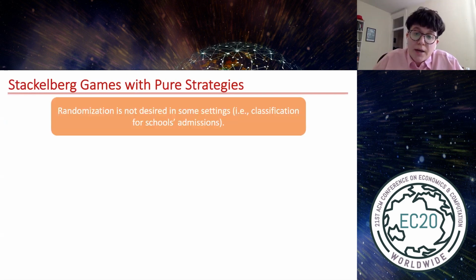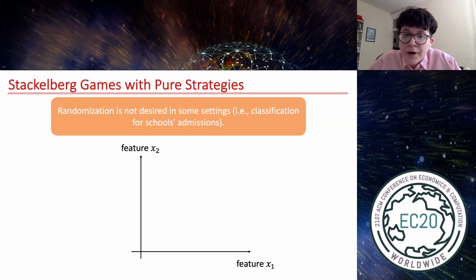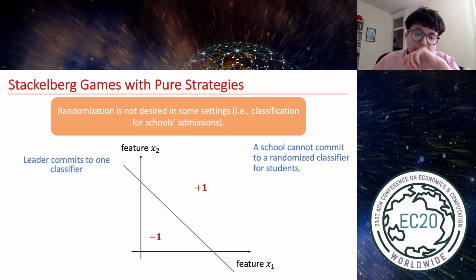And I'm going to be talking again about classification in school admissions, where randomization is not desired. And here's why. Let's see an example. Now, imagine as before that these were the feature vector axes that we had. So the features correspond to features of the students that are sending applications and are trying to be admitted to the school. Now, the leader, which is each school essentially, commits to one classifier, and this is this linear classifier in blue.